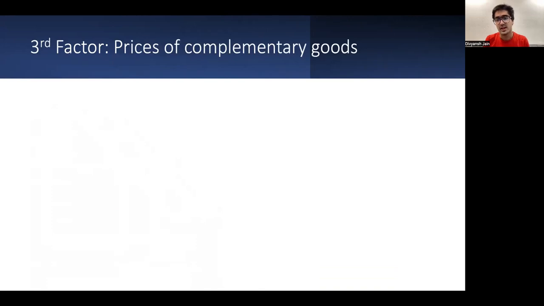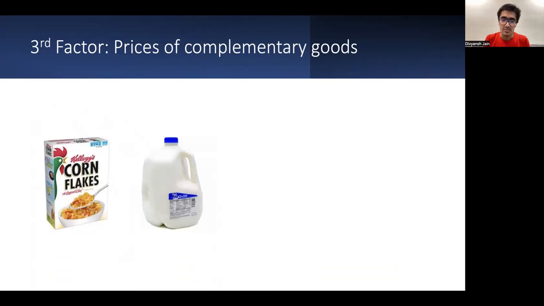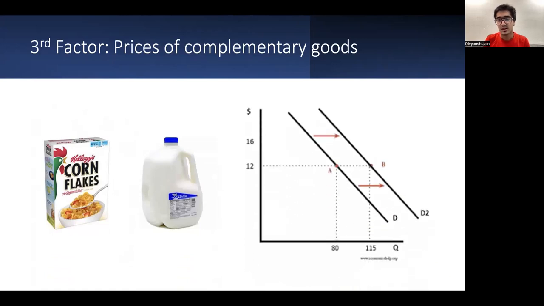Complementary goods are goods which are related to each other. Let's say milk and cereals. Assuming that the price of cereals falls, the demand for milk will increase as well. So the demand curve for milk will shift to the right.